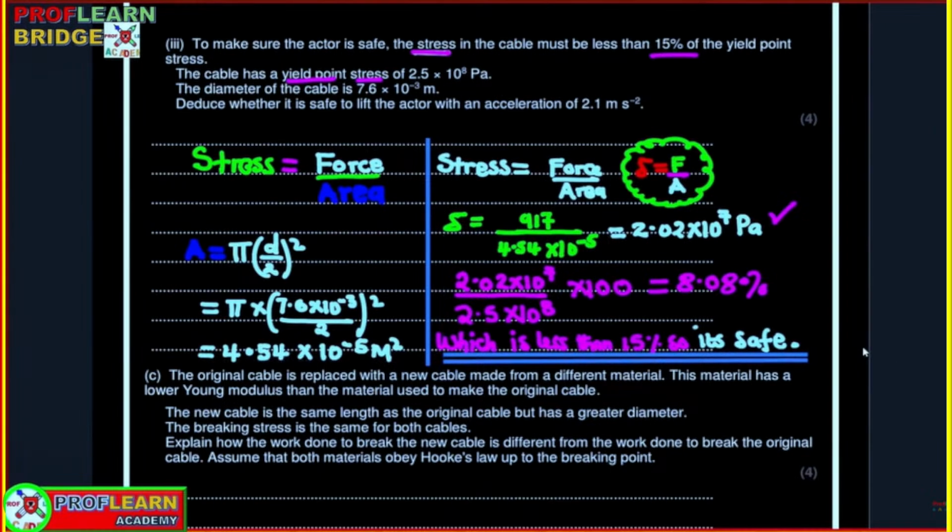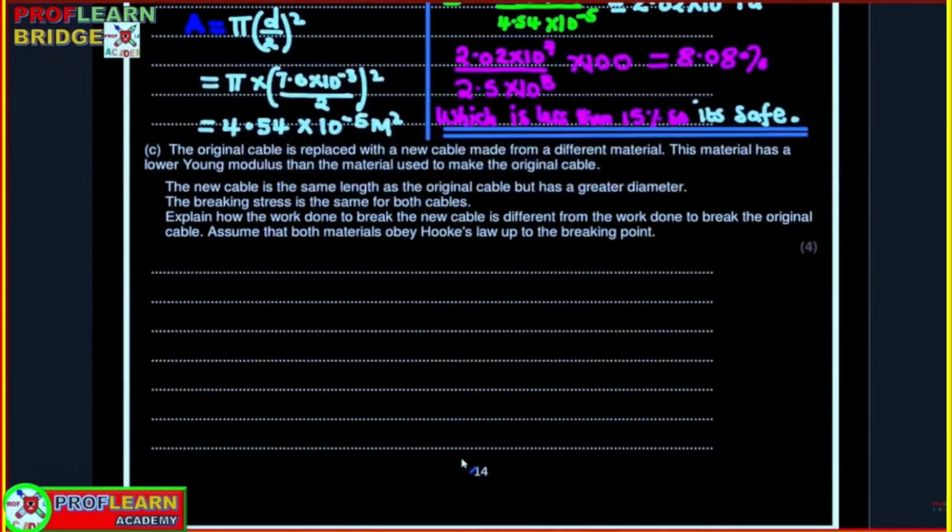We have part C, whereby we're told that the original cable is replaced with a new cable made from a different material. This material has a lower Young's modulus than the material used to make the original cable. The new cable is the same length as the original cable but has a greater diameter. The breaking stress is the same for both cables. Explain how the work done to break the new cable is different from the work done to break the original cable. Assume both materials obey Hooke's law up to the breaking point.